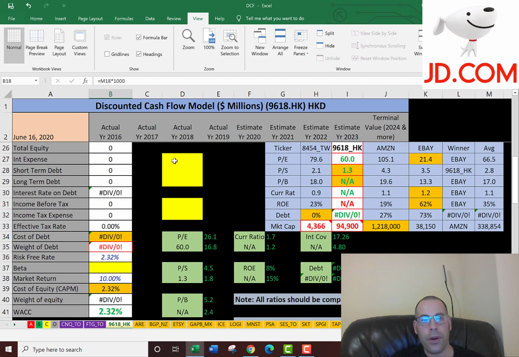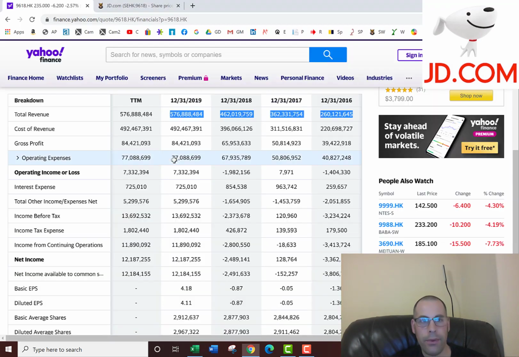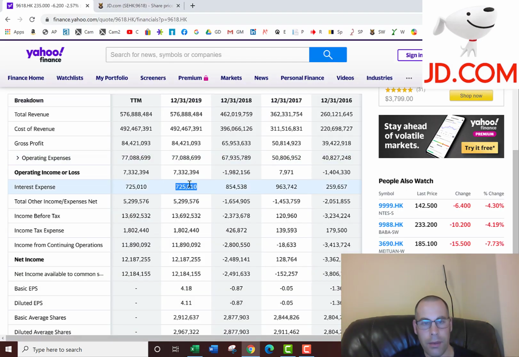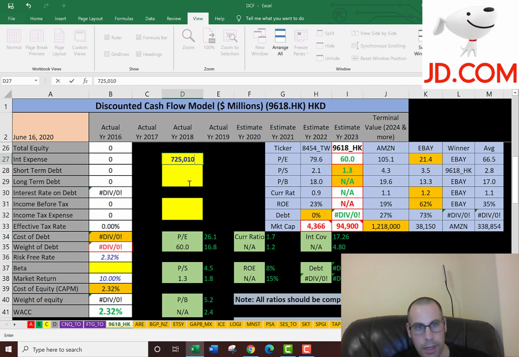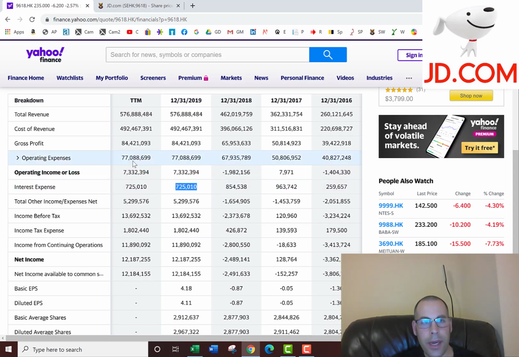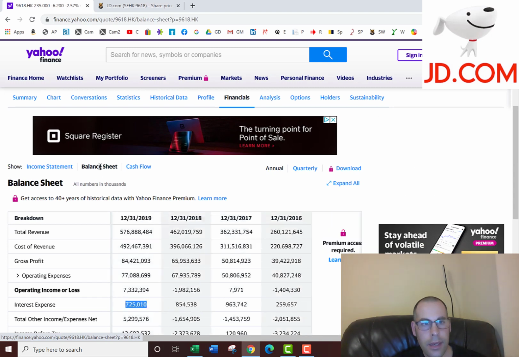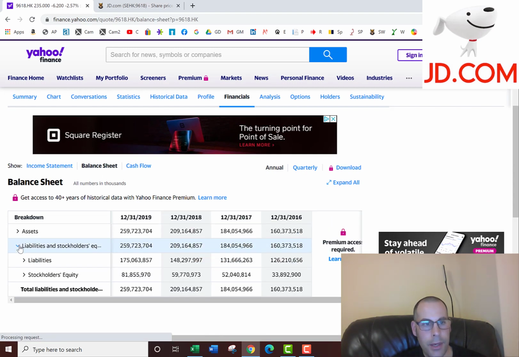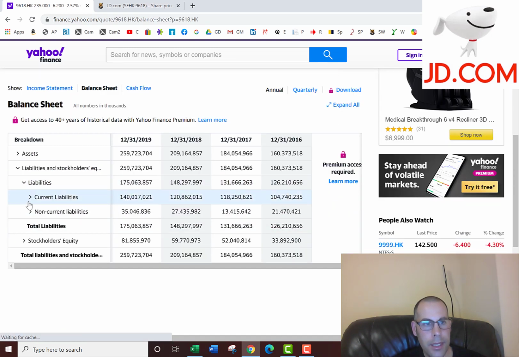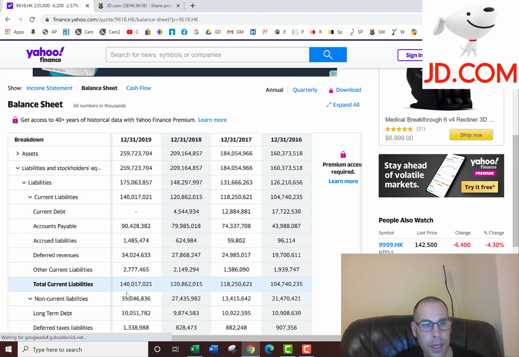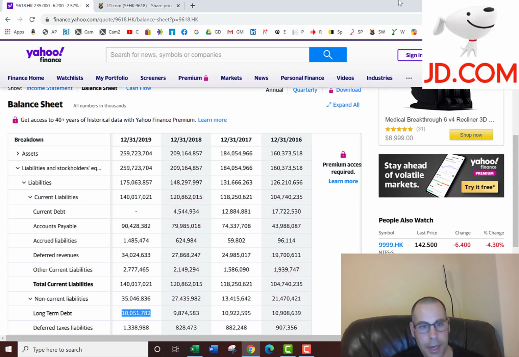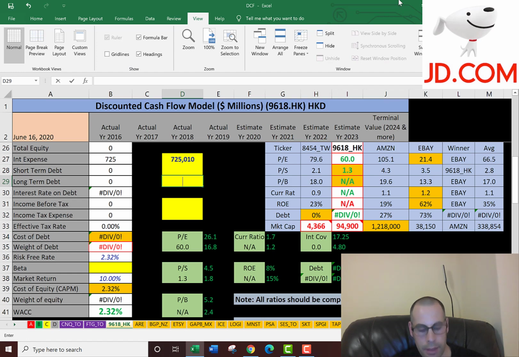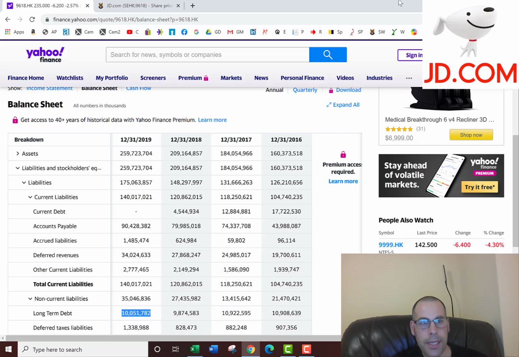Let's look at the capital structure to get more information, because we need to figure out the discount rate we need to apply to the future cash flows. So they pay $725 million on their debt. And let's go to the balance sheet to see how much debt they have. Go to the liability section. And it's all long-term debt, $10 billion of long-term debt. So they pay 7% interest on their debt.